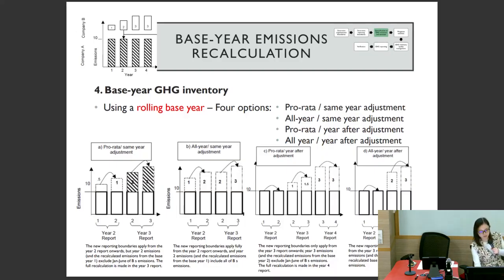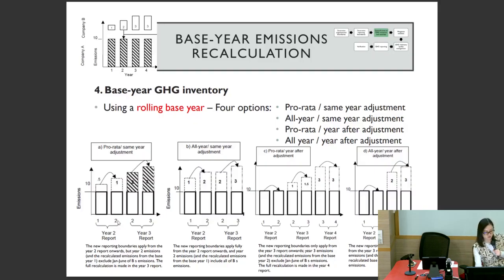And for this rolling base year, there are 4 options: pro rata, same year adjustment; all year, same year adjustment; pro rata, year after adjustment; and all year, year after adjustment. So let's take a look at pro rata, same year adjustment, the first one. So we have rolling base year. In the year 2 report, year 1 is the base year. In the year 3 report, year 2 is the base year. And we are using same year adjustment and pro rata.